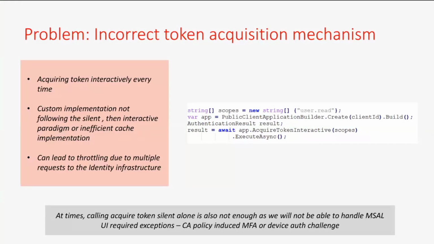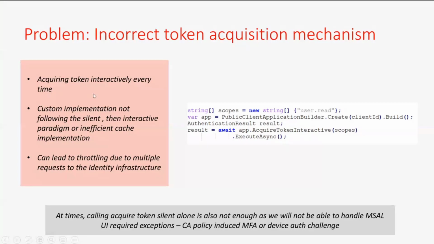We want to trigger a UI-based login, which is against the recommendation that we make: if you have the cache, let's use the cache, let's do a silent login, or let's acquire a token silently. So let's not do that. But at the same time, we are not saying don't use interactive at all. Using acquire token silent, or a silent token acquisition mechanism alone, is also not going to be enough to handle all the scenarios like CA, conditional access policies, MFA, and so on.